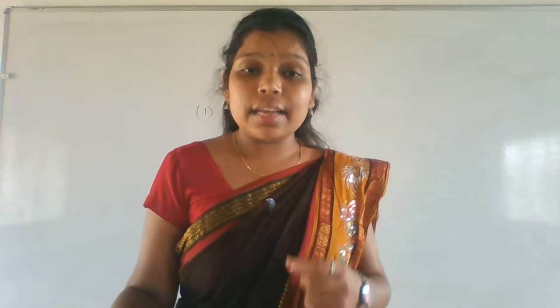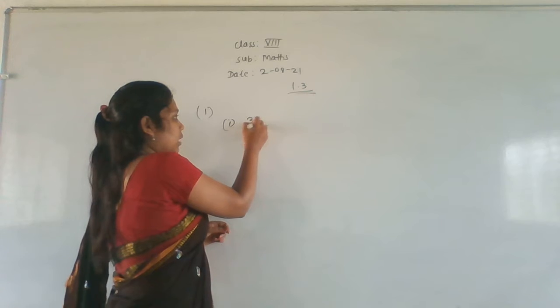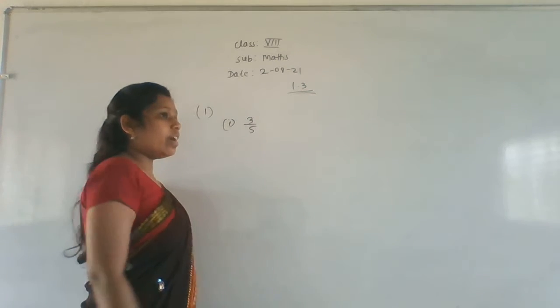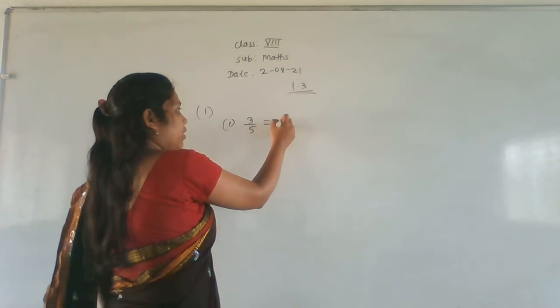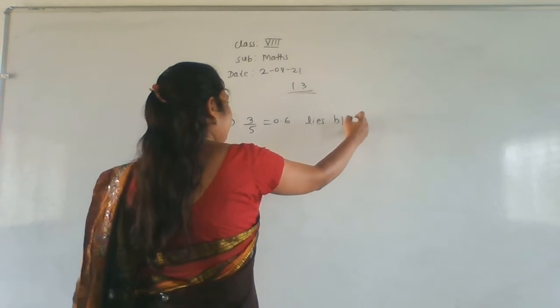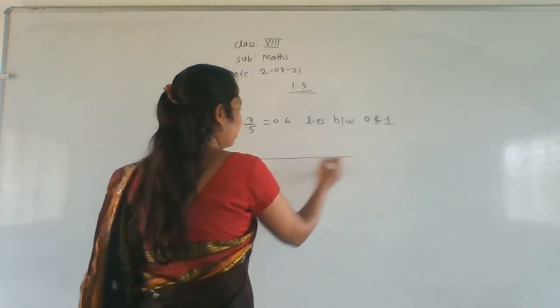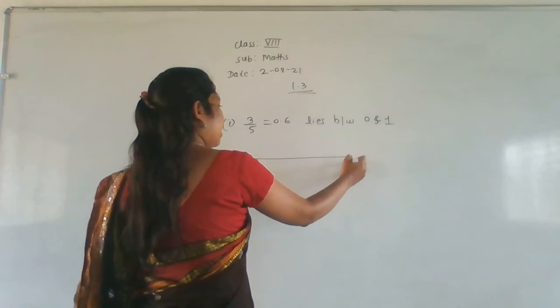They have given rational numbers here. We have to represent them on the number line. Okay. So start with the first one. That is 3 by 5. Now divide 3 by 5. That will be 0.6. Right. So it lies between which values? It lies between 0 and 1. So take a 0 and 1 here. Okay, this is 0 and here 1.